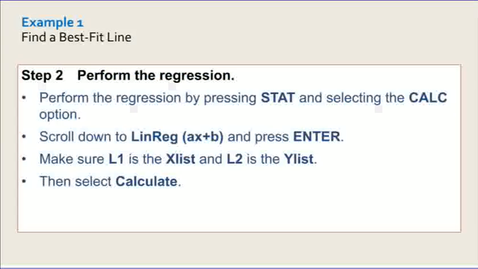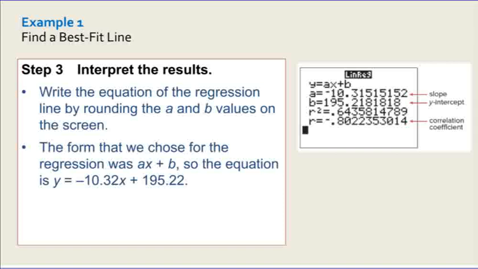So you perform that. Here you can see what you should have gotten on your calculator. Write the equation of the regression by rounding A and B on the screen. So your A is your slope, your y-intercept is your B, and your correlation coefficient. You can see that this says R is negative 0.8. So that would be a strong, so that's about 80%, so that's close to what we would want on it.